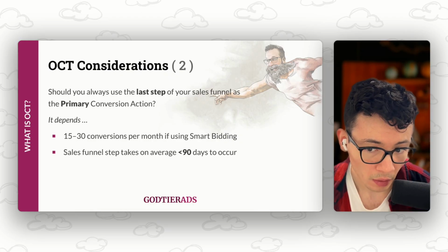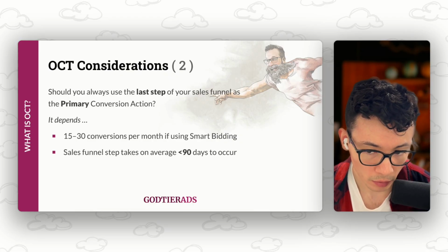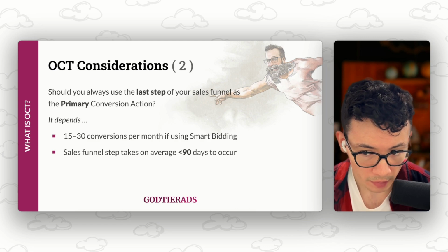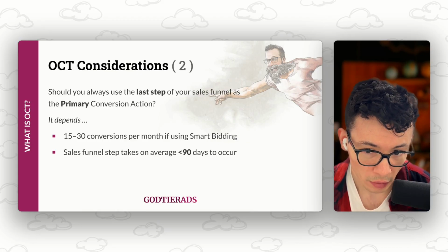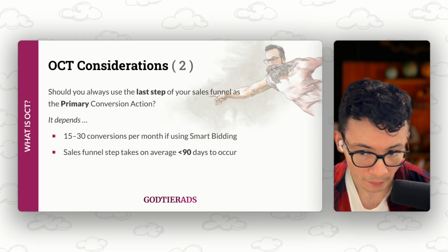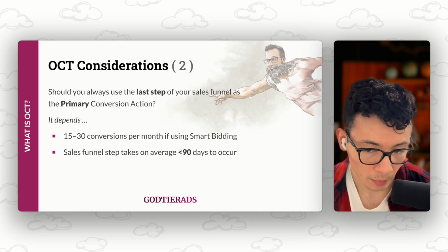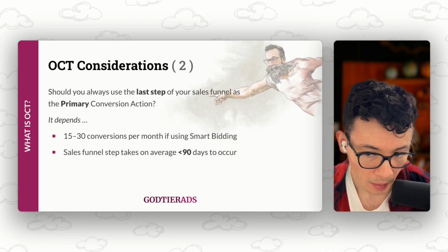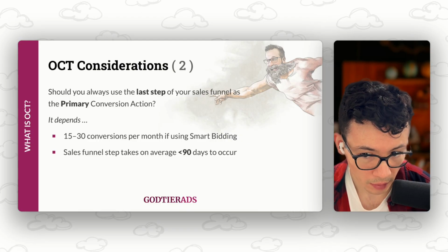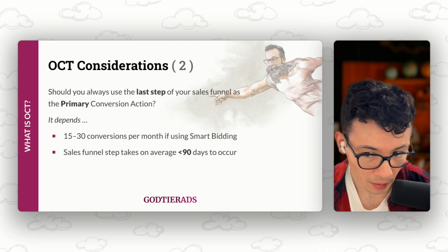For example, if you are using smart bidding strategies like target ROAS or target CPA, Google recommends at least a minimum of 15 conversions per month if you are using those smart bidding strategies. So if you're only getting maybe 1 or 2 closed deals per month, that probably won't be sufficient to give Google enough conversion data to optimize on, because the volume isn't really there. So in that instance, you might want to consider using a sales funnel step that's slightly higher up.